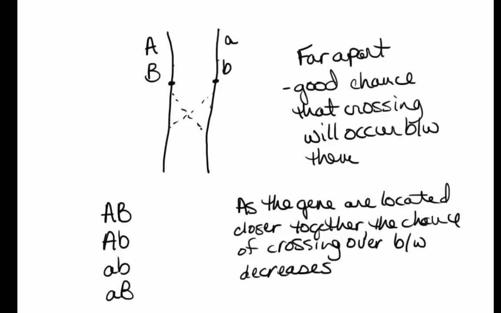So it's very important to understand that there is this relationship between distance and how likely crossing over is to occur between these two genes. As the genes are located closer together, the crossing over probability decreases. And as they are located farther and farther apart, the probability is going to go up. So we're going to have a high probability that there will be crossing over between them.